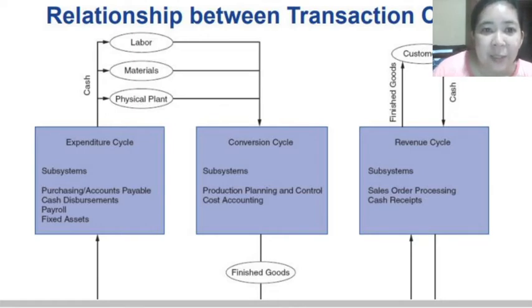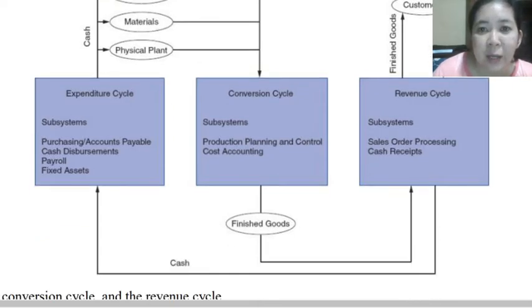This labor, materials, and physical plant are being used in the production. In our production of the goods that we will offer, this is where the conversion cycle takes place. Basically here it will involve cost accounting, because costs of the production should be monitored and controlled, also to fix the selling prices.